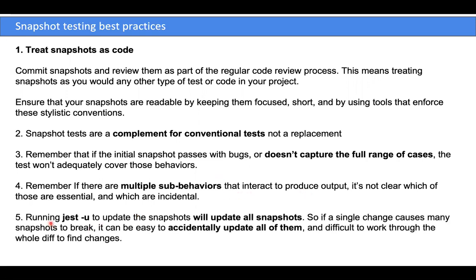And to update the snapshots, you can just run jest -u. So basically, if you're sure that the snapshots have changed not because you have a bug, just because you are introducing some changes, then you will update using this command. But the problem is that if a single change causes the snapshot to break, you can accidentally replace all of them. And then it will be difficult to work through and find out where the problem is.